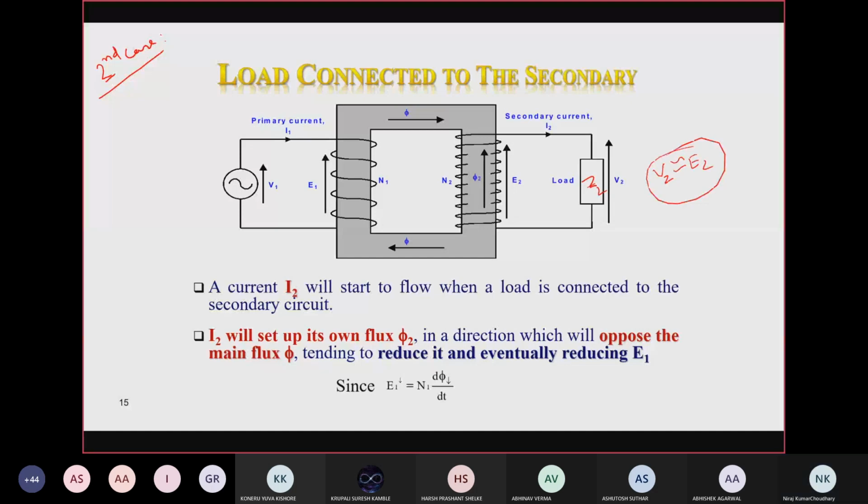So now when load is connected, then a current will flow through the secondary circuit also, that is I2. यहाँ इससे पहले का हम लोग परफॉर्मेंस अब फिर से दोबारा रिपीट नहीं कर रहे हैं, इसमें सेम होगा। V1 अप्लाई करेंगे, then a current will flow, that current will produce I0, I1 will change, right?